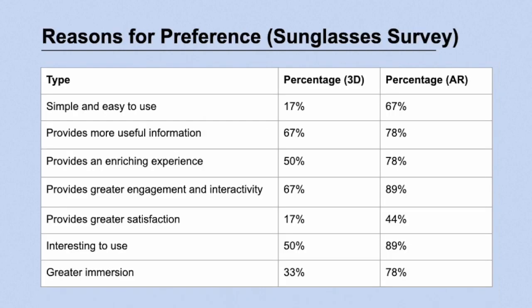The table below shows the reasons behind the top choices of participants for the sunglasses survey. For example, if you take a look at the first row, it means that 17% of participants that chose 3D as their favorite choice selected simple and easy to use as a reason for this choice. Similarly, 67% of participants that chose AR as their top choice in the sunglasses survey said that they chose it because it was simple and easy to use. The phone survey exhibited similar results.